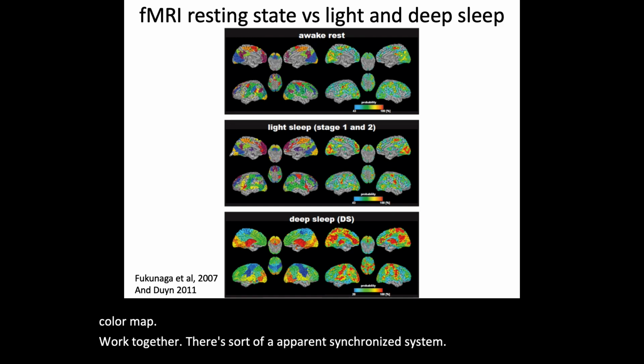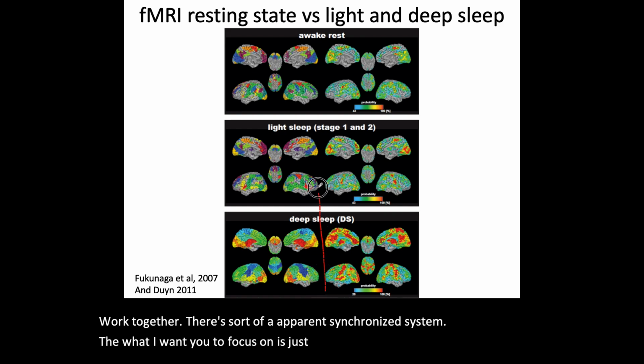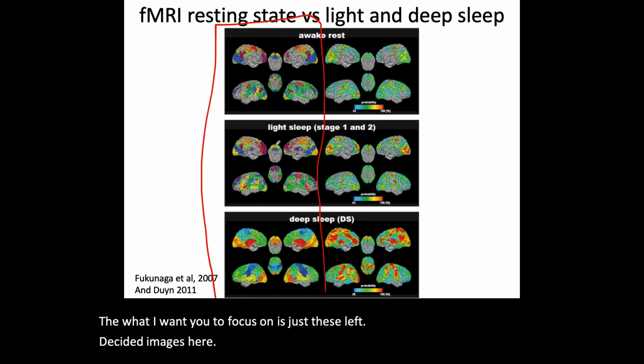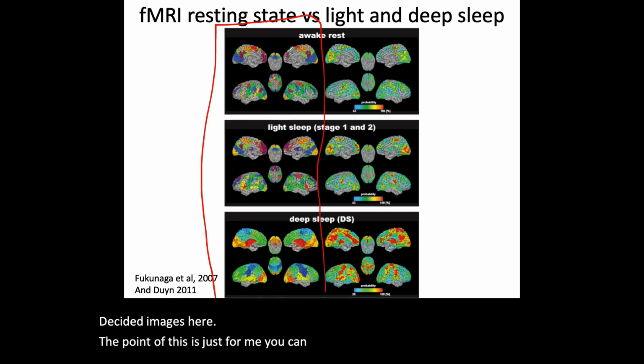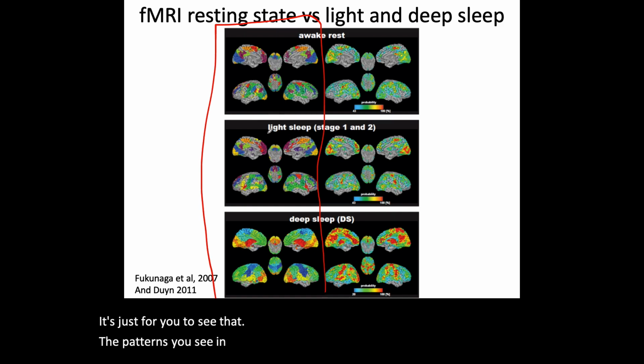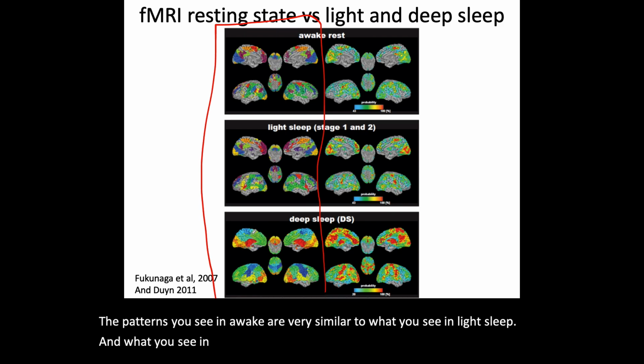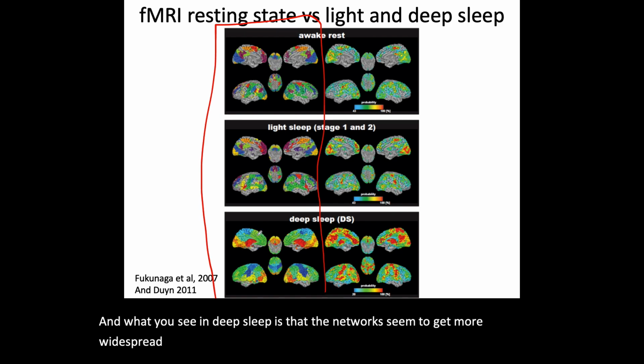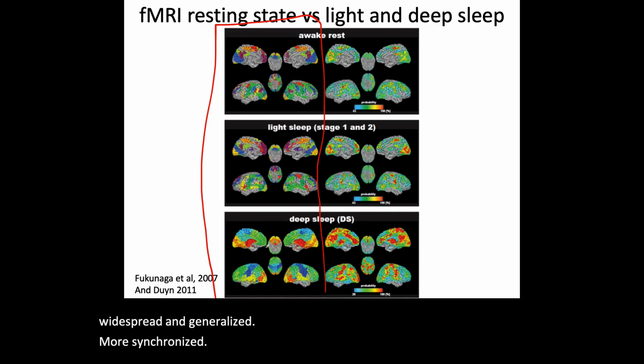What I want you to focus on is just these left sided images here. The point of this is just for you to see that the patterns you see in awake are very similar to what you see in light sleep. And what you see in deep sleep is that the networks seem to get more widespread and generalized, more synchronized, analogous to what we saw in EEG activity.